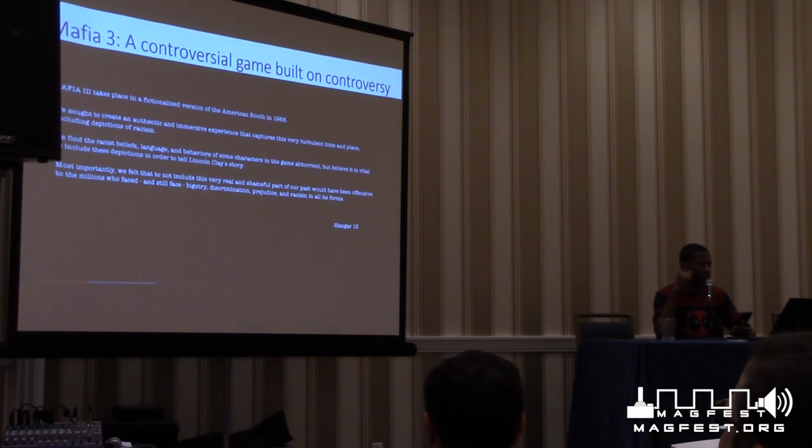Mafia 3 takes place in a fictionalized version of the American South in 1968. We sought to create an authentic and immersive experience that captures this very turbulent time and place, including depictions of racism. We find the racist beliefs, language, and behaviors of some characters in the game aberrant, but believe it is vital to include these depictions in order to tell Lincoln Clay's story. Most importantly, we felt that to not include this very real and shameful part of our past would have been offensive to the millions who face and still face bigotry, discrimination, prejudice, and racism in all of its forms.